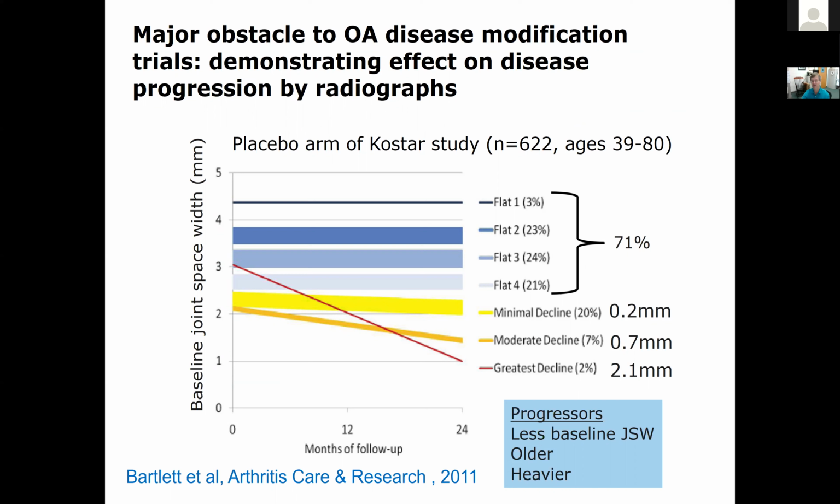They did try to look to see at who was more likely to progress in this trial, and that was the group that had less baseline joint space width, as you can see here, older and heavier individuals. But again, these are really not strong enough predictors that by themselves would help improve the trial much. So we'll discuss how phenotyping might be able to do this.